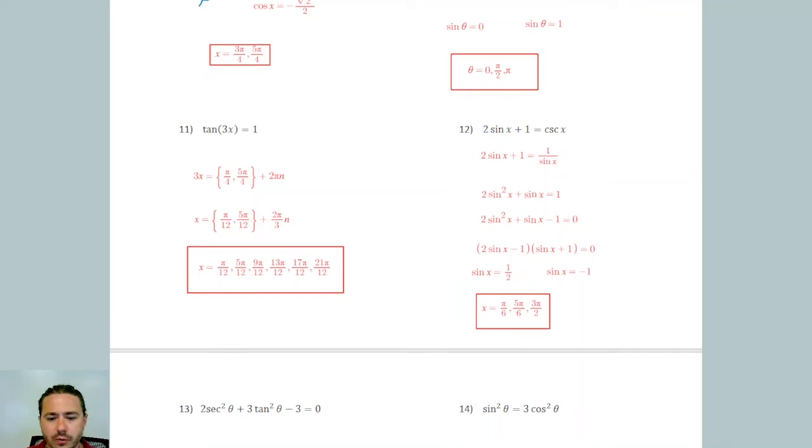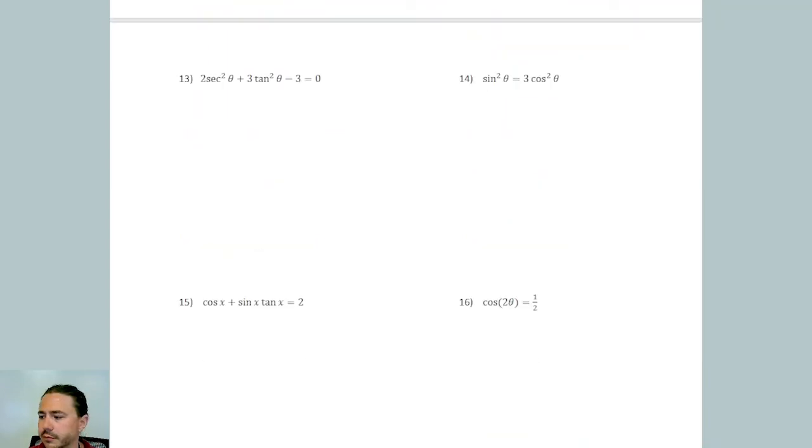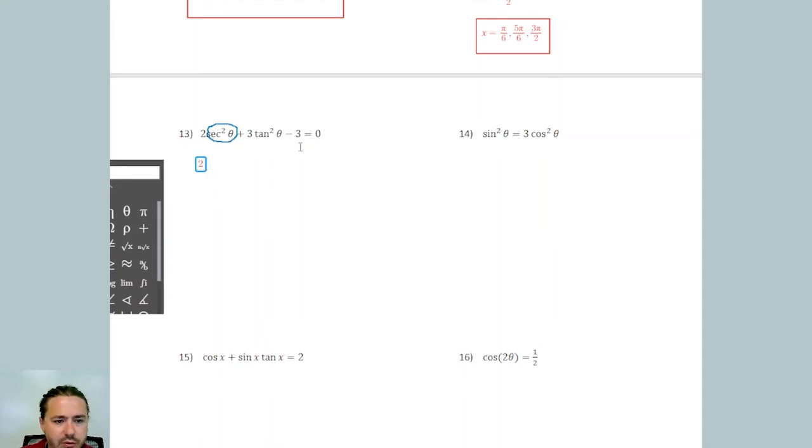Okay, well, we're doing all right here. Let's take a look at number 13. All right, number 13, it looks like we're going to have to use one of our Pythagorean identities again. We'll rewrite. It doesn't really matter which one we pick here, so let's go ahead and pick the secant squared. So according to our Pythagorean identities, secant squared theta is equal to 1 plus tangent squared theta. Okay, then we have plus 3 tangent squared theta.